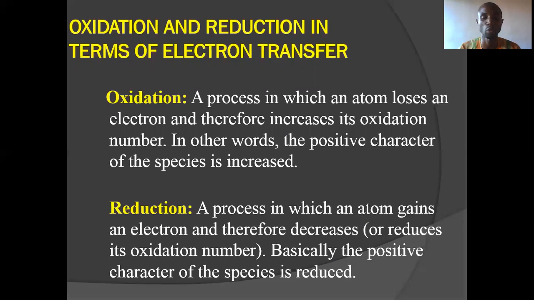When an atom loses an electron, we call it oxidation. While when a substance or an atom gains an electron or gains electrons, we call it reduction. Still remember, oxidation is loss of electron, while reduction is gain of electron. Thereby, at the end of losing an electron, the positive character will increase. That means the oxidation number will increase. While in reduction, the oxidation number or the positive character will decrease.